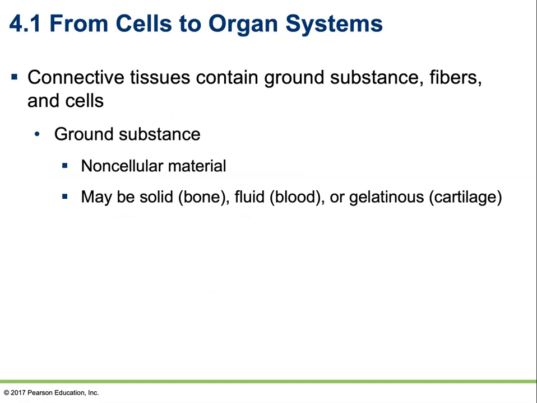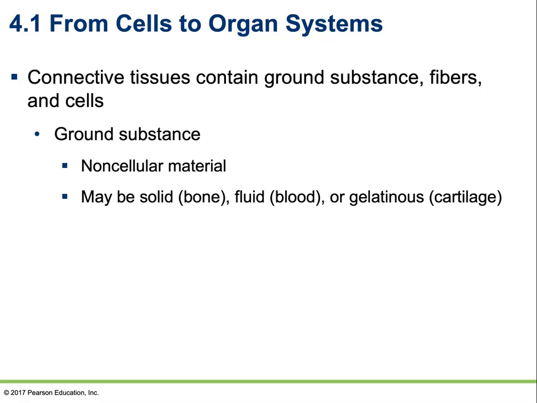So for example, connective tissues contain a ground substance. They're going to have fibers and then also cells. That ground substance is going to be non-cellular material. It could be solid like bone, fluid like blood, or gelatinous like cartilage. The cells are going to just be loosely distributed in that matrix amongst the fibers and the ground substance, sort of like a fruit in a Jell-O salad. It's just going to be sort of suspended in there.